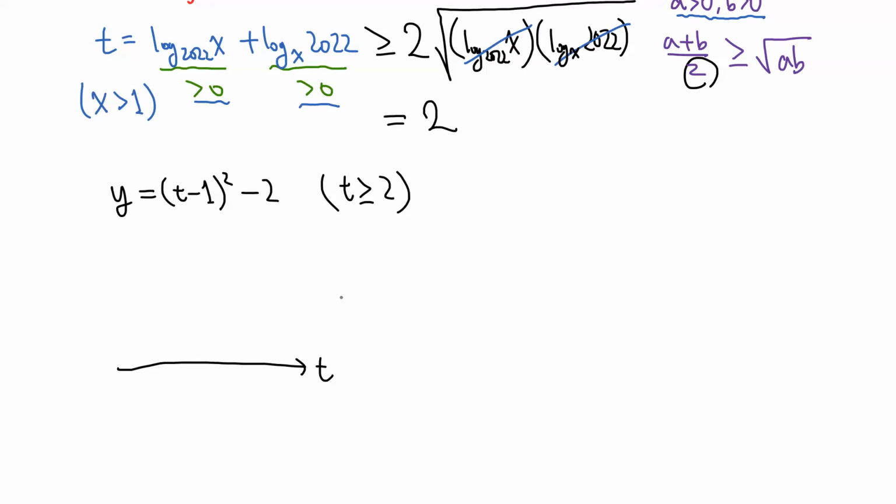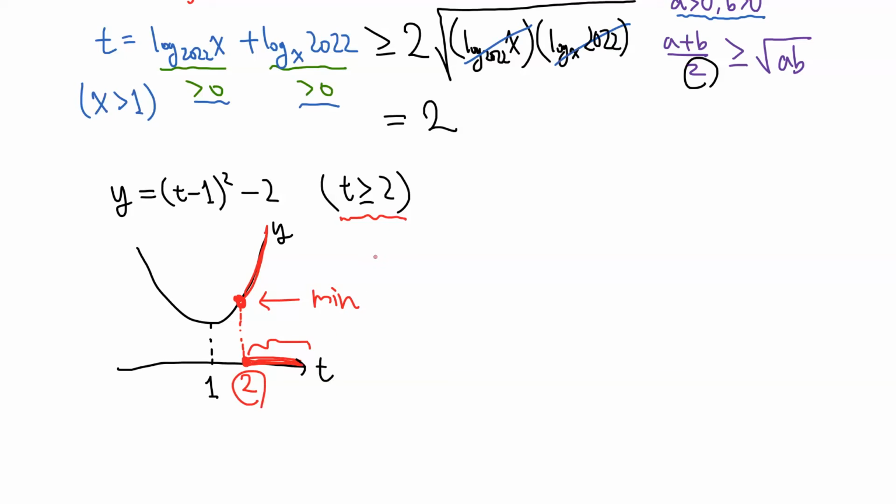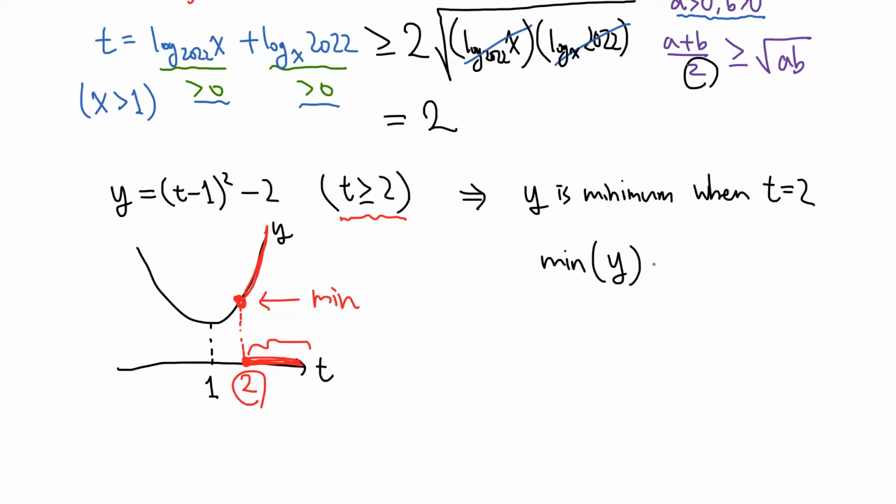So if we sketch this quadratic function of t, this function has a vertex at t equals 1, but since t is defined in this range, the function is defined only here, so you can see that the minimum value occurs at t equals 2. So it is minimum when t equals 2, and the minimum value of y, we have (2 minus 1) squared minus 2, which is minus 1. So this is the minimum value of the function.